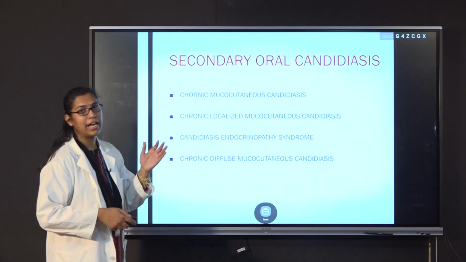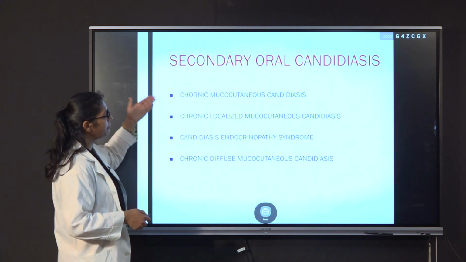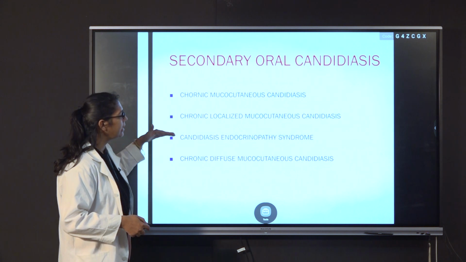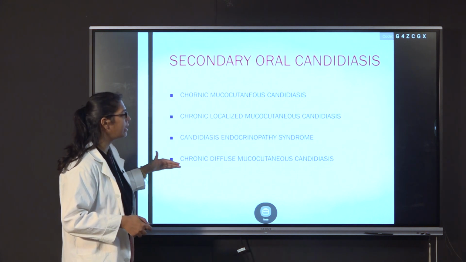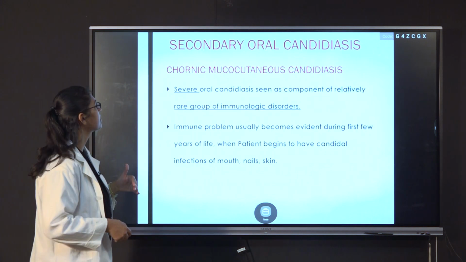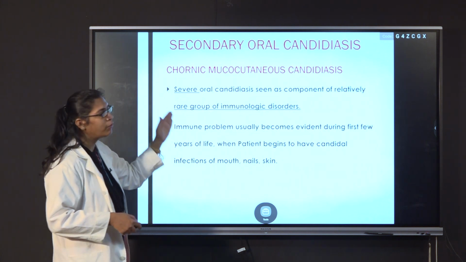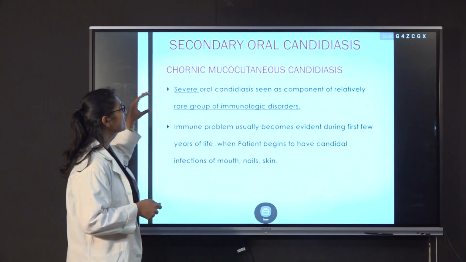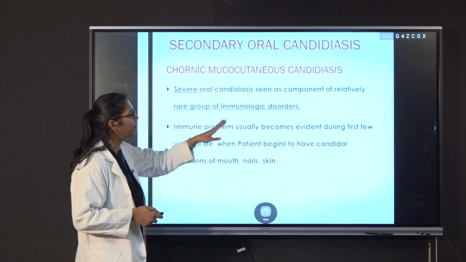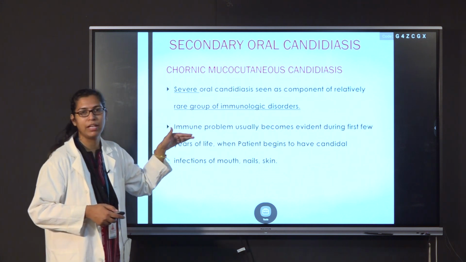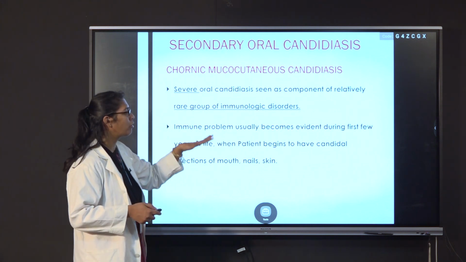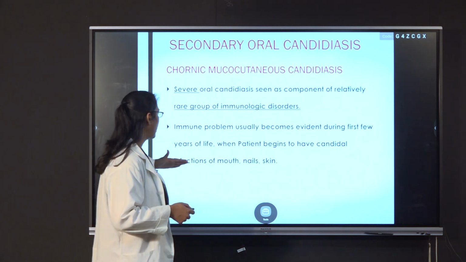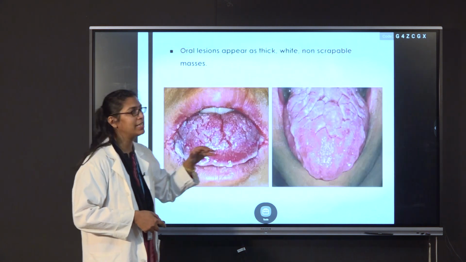Secondary oral candidiasis is further classified as chronic mucocutaneous candidiasis, chronic localized mucocutaneous candidiasis, candidiasis endocrinopathy syndrome, and chronic diffuse mucocutaneous candidiasis. Coming to chronic mucocutaneous candidiasis, chronic means long-term candidiasis. It is a severe oral candidiasis seen as a component of a relatively rare group of immunological disorders. The immune problem usually arises in the first few years of age, and the patient begins to have candidal infections of the mouth, nails, and skin.